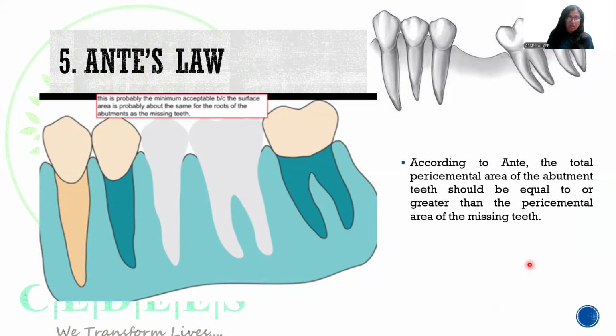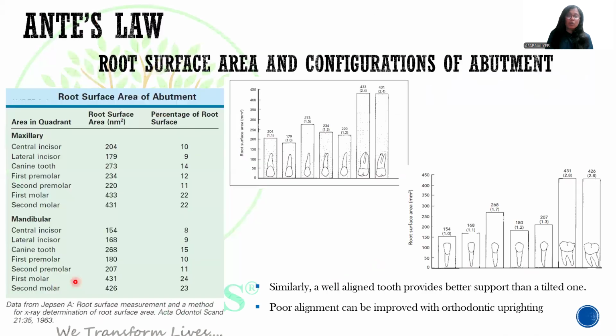Ante's law was mainly intended to preserve what was remaining rather than giving a long span FPD and replacing the patient's dentition. Now, how do we know that the root surface area of an abutment tooth is good enough for the patient? For example, if we take our canine tooth, a canine will use a lateral incisor and the first premolar as its abutment teeth. So, the root surface area of the canine which is replaced should be equal to or lesser than the sum of the root surface area of your lateral incisor and your first premolar.